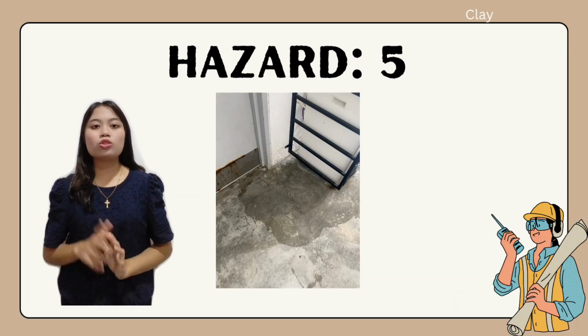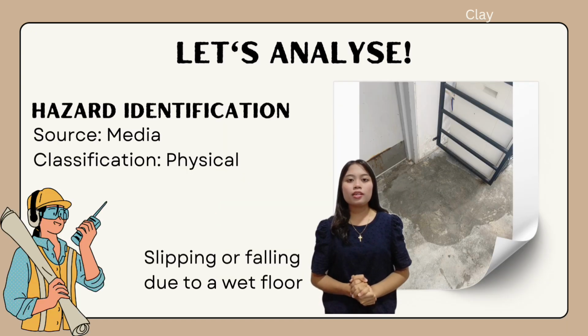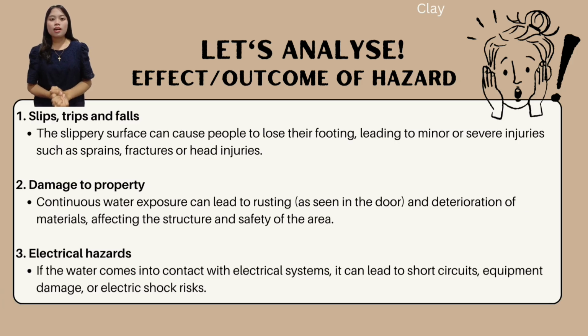So today I would like to talk about 2 hazards, and this is hazard number 5, which is slipping or falling due to a wet floor. The source is media, and this is a physical hazard. The effects of the hazard are slips, trips, and falls. The slippery surface can cause people to lose their footing, leading to minor or severe injuries such as sprain, fracture, or head injuries. Then it also can cause damage to property.